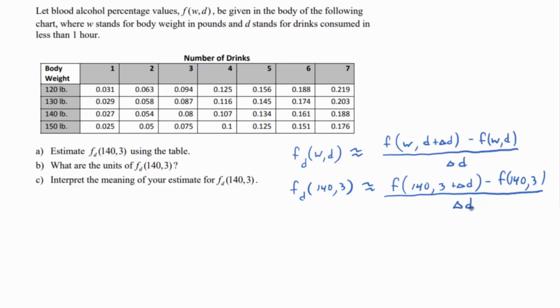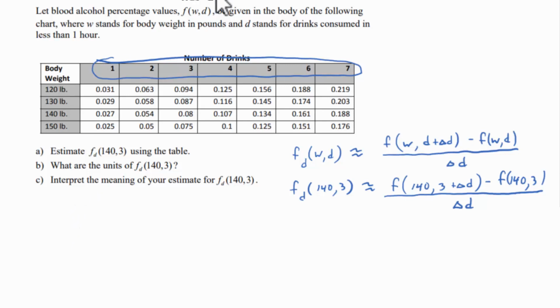Now, as far as figuring out what delta D, the change in D, is, you're going to have to work with what's given here. How is D, the number of drinks, changing? By 1, right? So the best we're going to be able to do is estimate this two different ways, by letting delta D be positive 1 and letting delta D be negative 1, and then averaging those values we get when finding the difference quotient. Okay? So let's do that then.